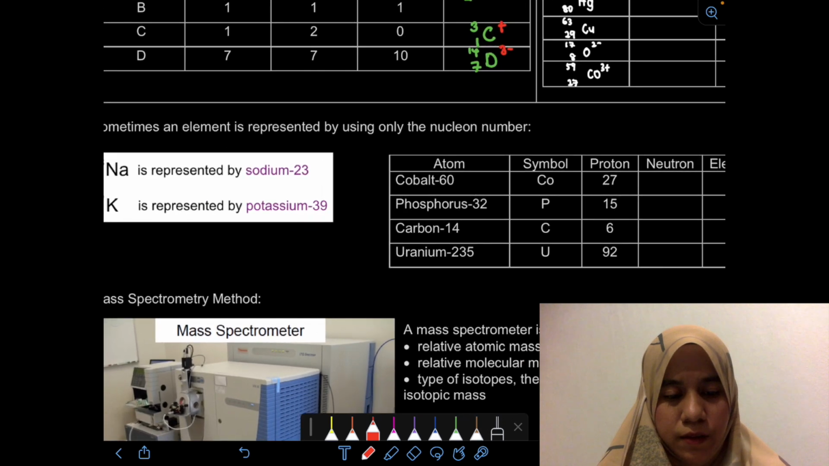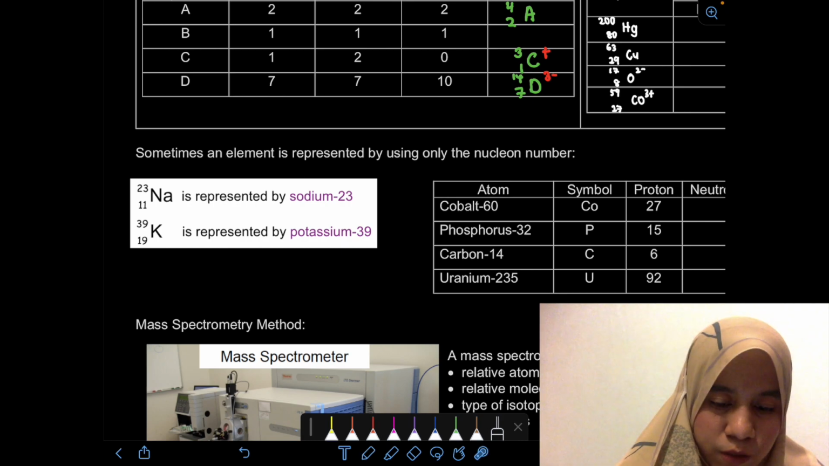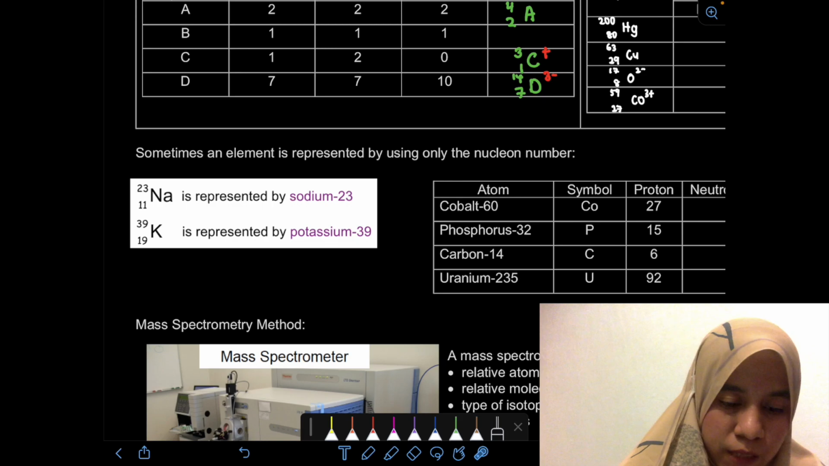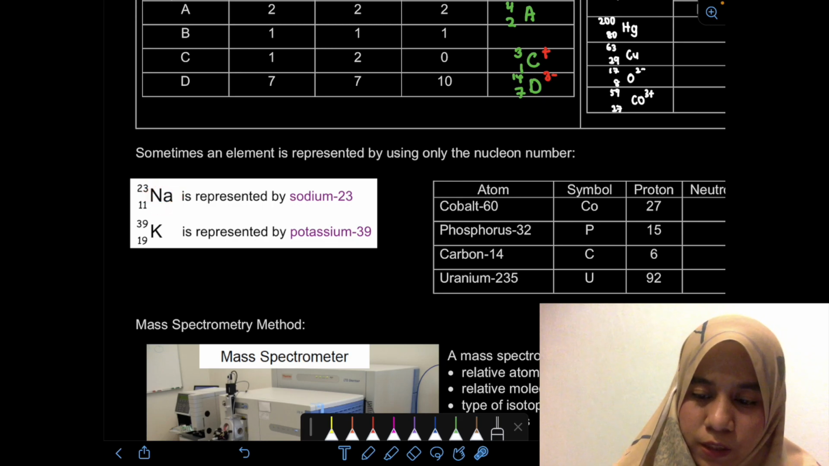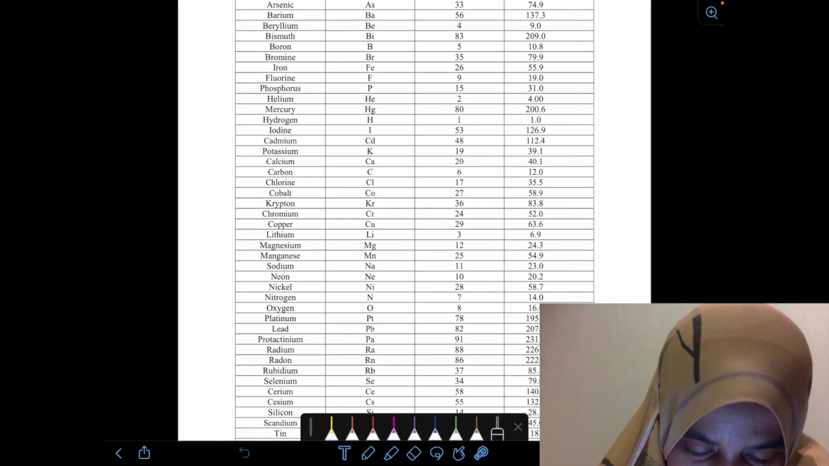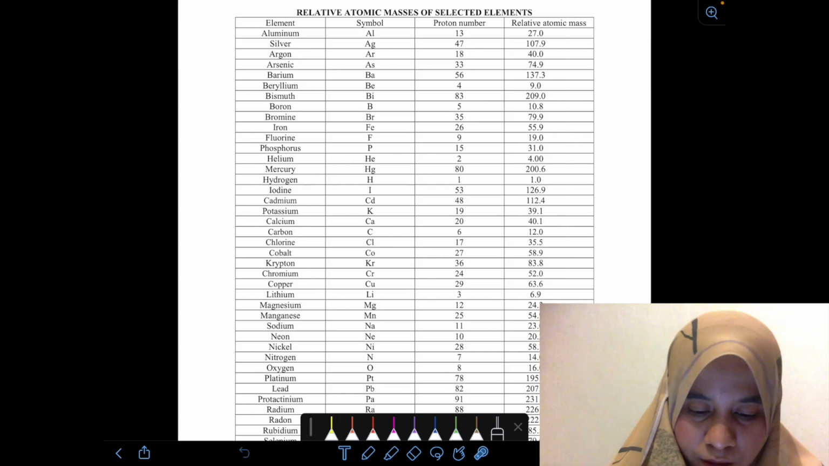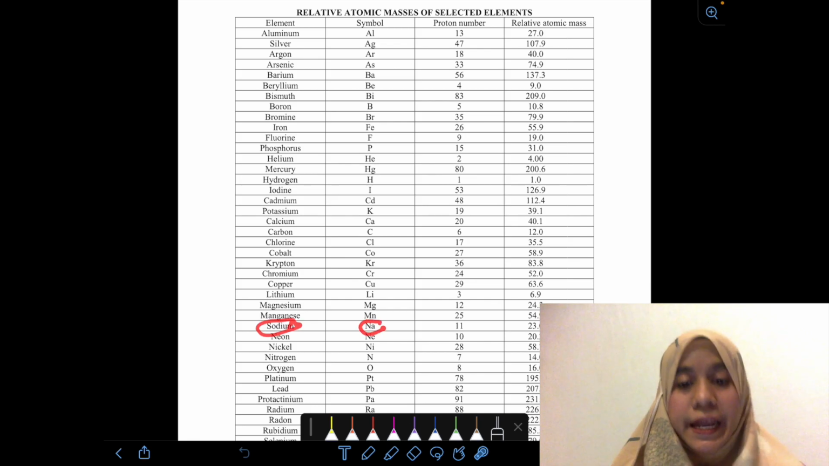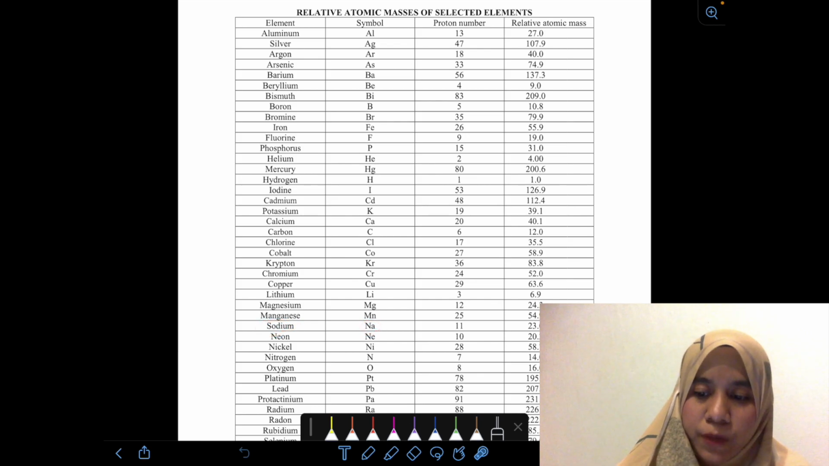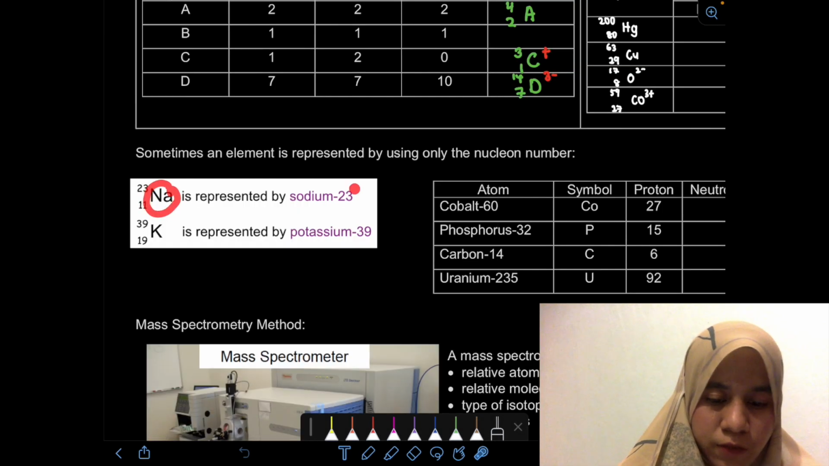Okay, so kat sini, sometimes an element is represented by using only the nucleon number. So, dekat sini, kita tengok sodium 23. So, sodium ni, dia simbol adalah Na. Okay, so if you are unsure, jangan risau. Kita tengok list of constant. Mana sodium? So sodium here. Simple dia kat sini ada, Na. So if you are unsure ke apa, boleh tengok pada list of constant lah. Okay, so Na represented by 23.